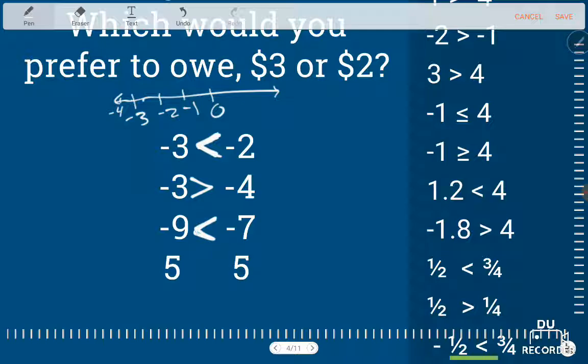What's interesting here, or maybe something that could be an easier way to help you remember this, is that it's going to be the opposite of if we had positives. So if I had 9 and 7 as positive numbers, 9 is going to be bigger than 7, right? If I had $9, that's more than having $7. But if I owe $9, then I have less money than if I only owed $7. So there's kind of an opposite quality here when we have both of them negative.